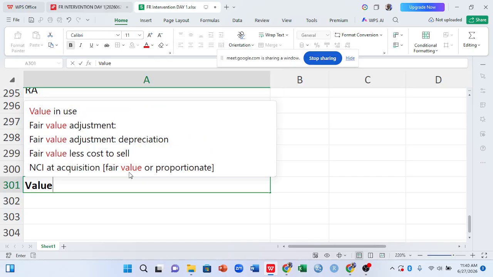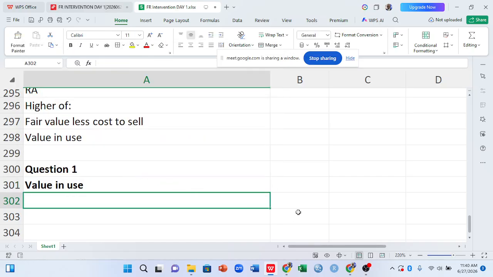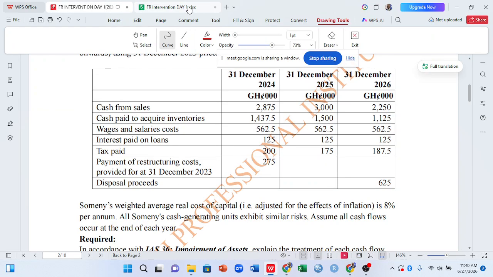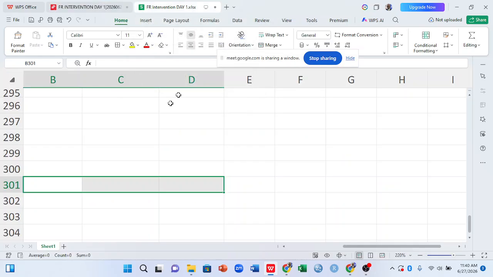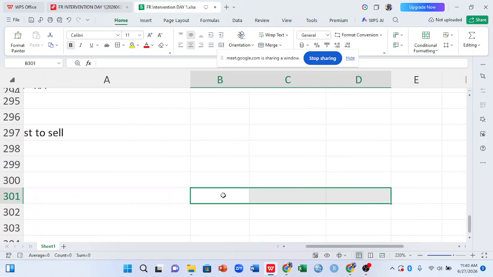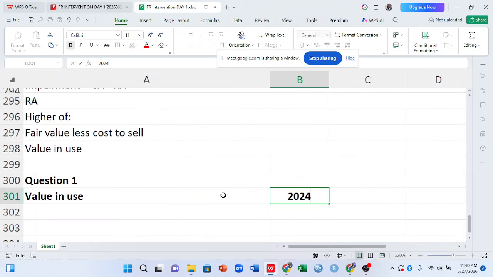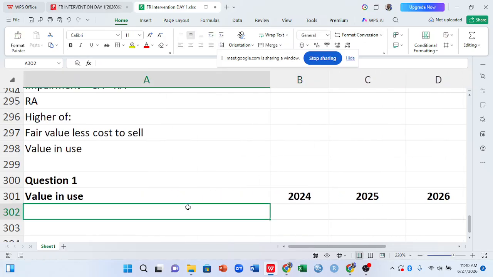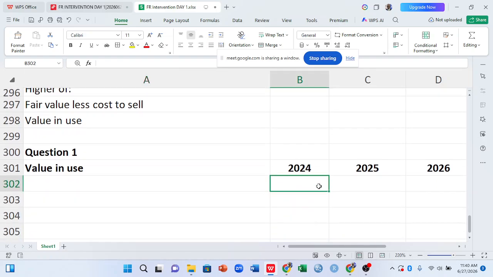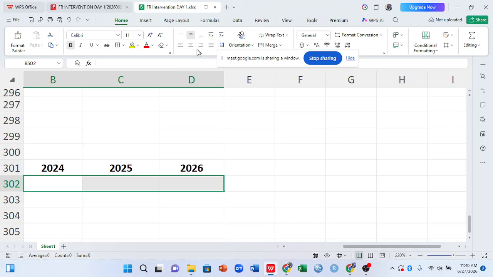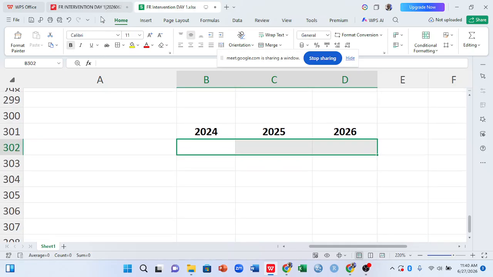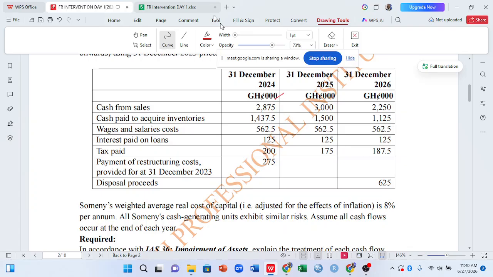So we are calculating value in use, question one. We have been told to calculate for three different periods: 2024, 2025, and I think 2026, all at year end. So the first thing, we'll bring the currency sign. So Ghana cedis, with 3 zeros on top.